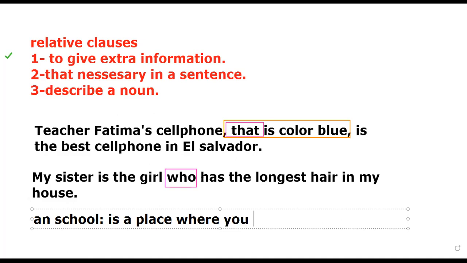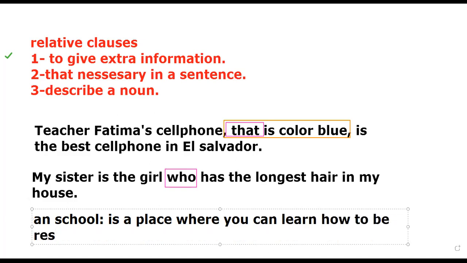Where you can learn how to be responsible and to behave well. Comportarse bien, okay? What is a place? A school is a place where you can learn how to be responsible and to behave well.